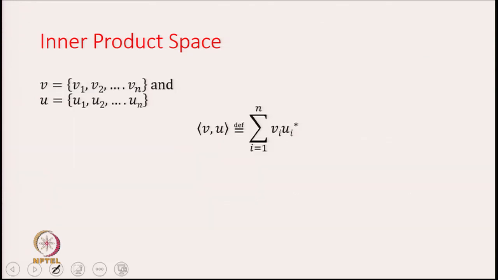Let us now take one example, and assume that we have two vectors. Let us say that we have a vector v and a vector u, and this vector v consists of n complex numbers. It can be n real numbers or n complex numbers, it does not matter, and vector u also consists of n complex numbers. We have seen in the last lecture that we can think about a vector as an n-tuple, where the vector can be thought of as consisting of n complex or real numbers.